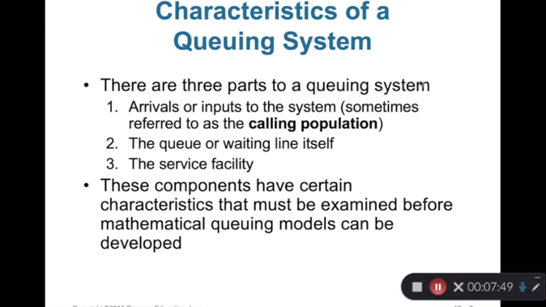Now we want to look at the characteristics of a queuing system. We talk about 3 parts of the queuing system: arrivals, or input, also called the calling population; the queue or waiting line itself; and the service facility. And then you should know we want to use the different characteristics to understand the queuing system. And then we want to do the calculations. We want to determine the optimal level of service, and also we want to minimize the total expected cost.